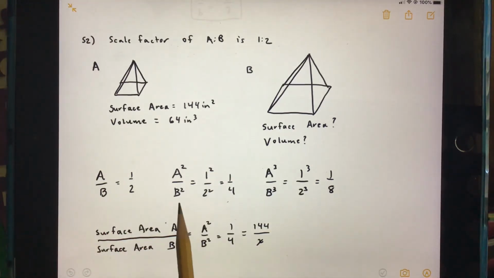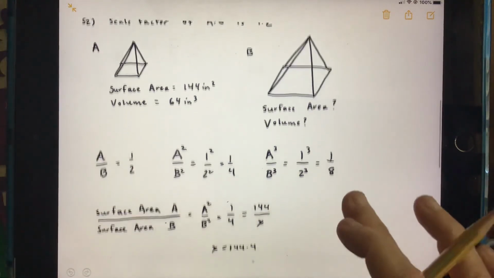We can then figure out what A squared to B squared is. Square 1 and get 1. Square 2 and get 4. And then we can also figure out what A cubed to B cubed is. That would be 1 to the third over 2 to the third, 1 to 8. So we see how our linear dimensions compare, how our surface areas compare, and how our volumes compare. 1 to 2, 1 to 4, 1 to 8. All right, now we can use that information to answer the questions, what are the surface area and the volume of the large pyramid?